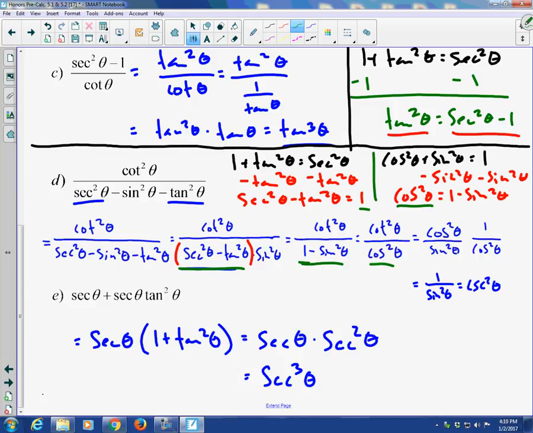And right here what we can see is that those cosine squared thetas are going to cancel out, and we've got 1 over sine squared theta, which equals cosecant squared theta, and that's our reduced simplified expression.